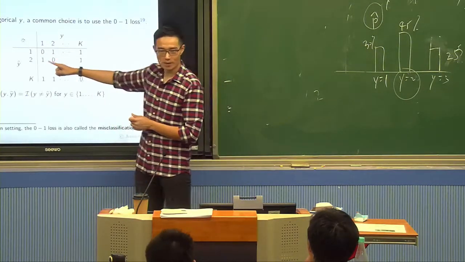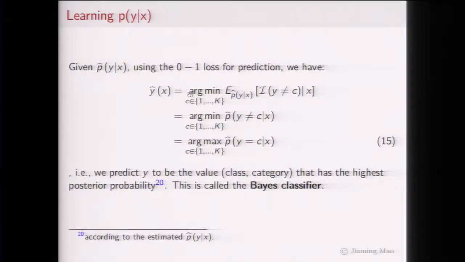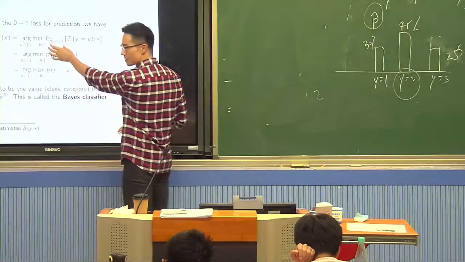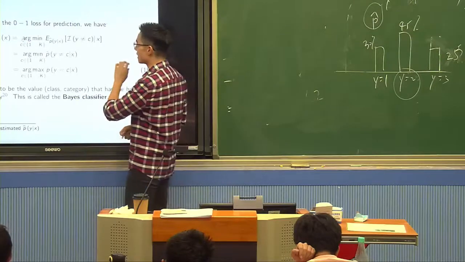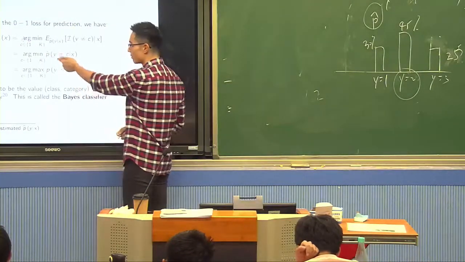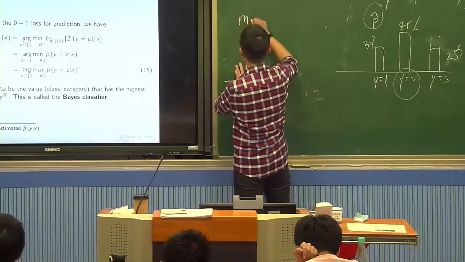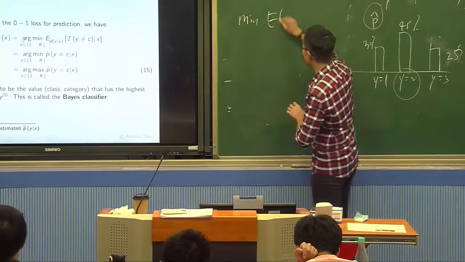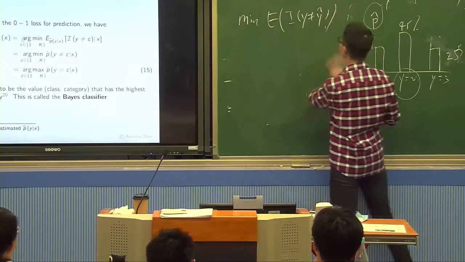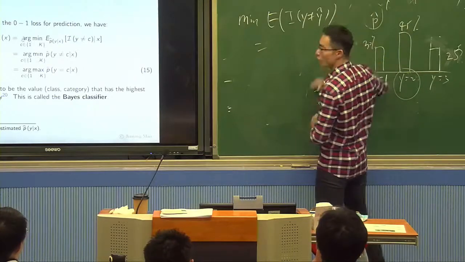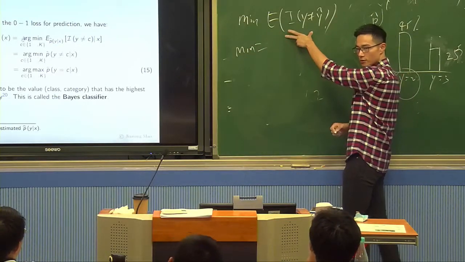If we minimize the expected value of this 0-1 loss, it's the same thing as minimizing the probability that Y does not equal Y hat. So if I minimize the expected value of the indicator of Y not equal to Y hat, it's equivalent to minimizing what? What is this expectation equal to?